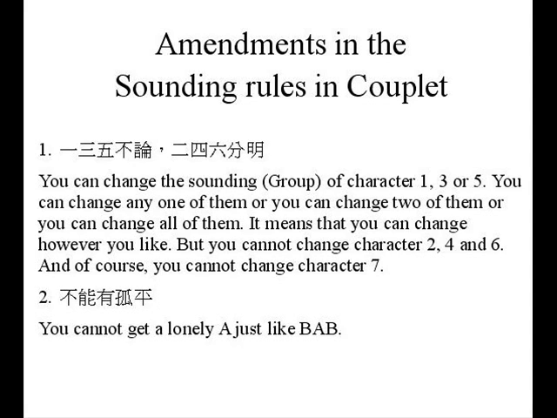Amendment number 1 allows you to break the rules, but you should do your best to not break the rules. I hope that you know what I mean. Maybe we continue in the next video.